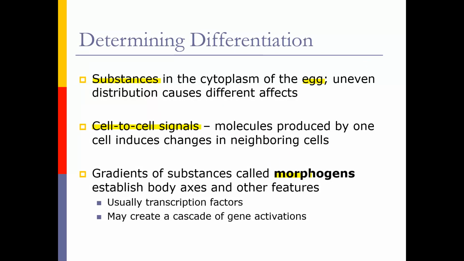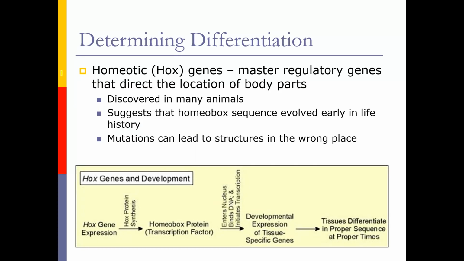There are also other chemicals called morphogens. They vary in concentration, and a lot of times they can act as transcription factors, which can either turn on genes or turn off genes. And then we also have some gene regulation genes. In animals, there are genes known as Hox genes, and they're essentially our master control genes. They determine our basic body plan.